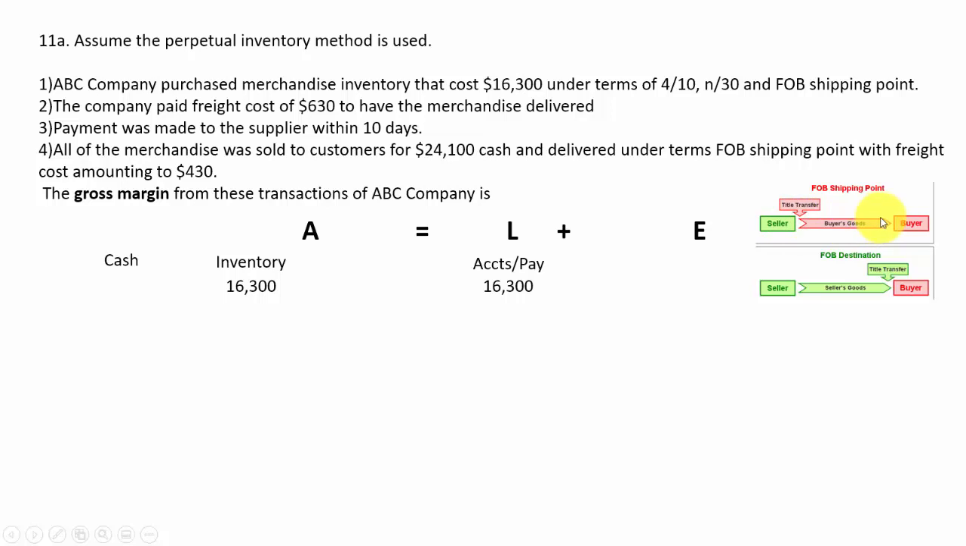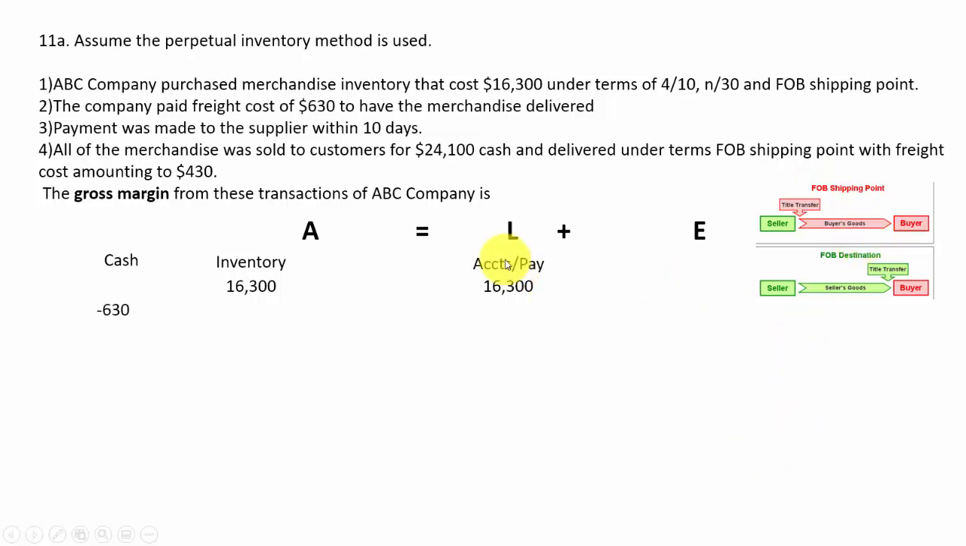Another type of shipping is called FOB destination, which means if the seller sells some goods to a buyer under FOB destination terms, then the title doesn't transfer until they actually reach the buyer. So FOB shipping point and FOB destination will determine who really owns these goods and at what point they own them. So let's go a little further.